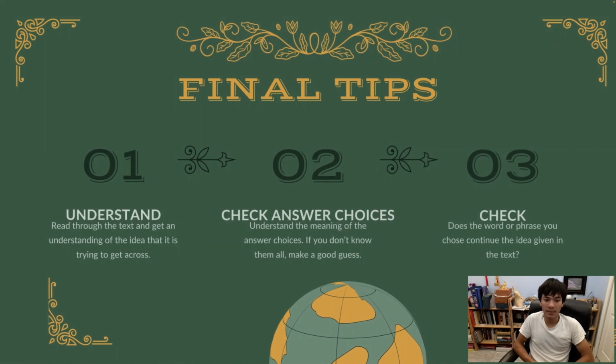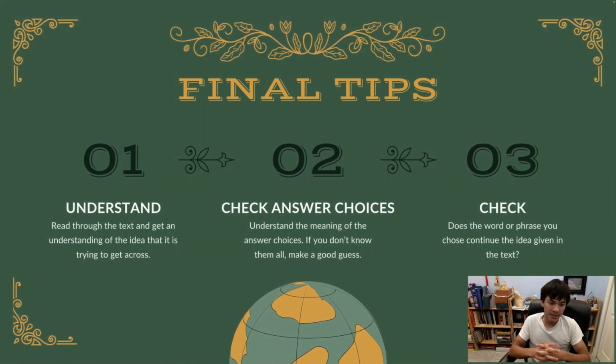Some final tips before we wrap up the lesson. Of course, first, read through the text and get an understanding of the idea, maybe the transition or the tones. And then, of course, check your answer choices. See which one would make sense, which one would follow the idea or the flow of ideas. And, of course, check the word or phrase. You can put it in and see if it fits in smoothly.